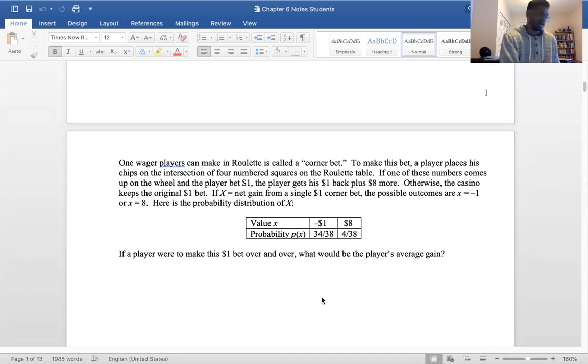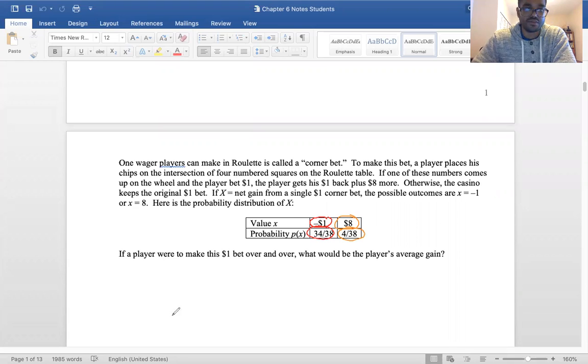And so this is really tying in what you guys did over the break. You guys didn't know how to do these yet. I just wanted to see what you come up with. So here we're looking at a game called Corner Bet, and you want to find the average value. Okay, and so all you have to do is you're going to be multiplying these numbers together. So you're multiplying this by this plus the 8 times 4 over 38. That would be your expected value of this probability distribution.